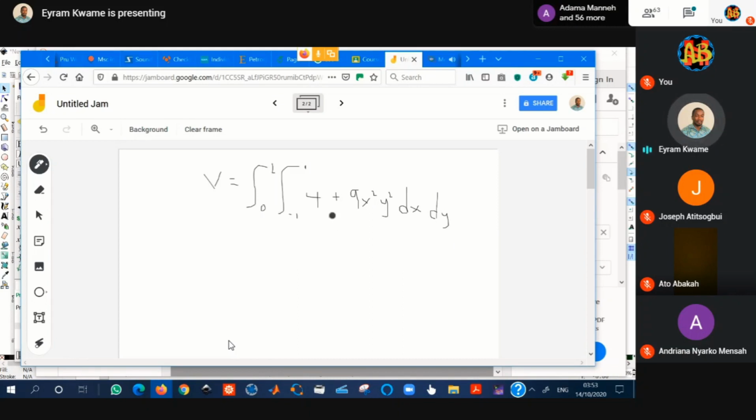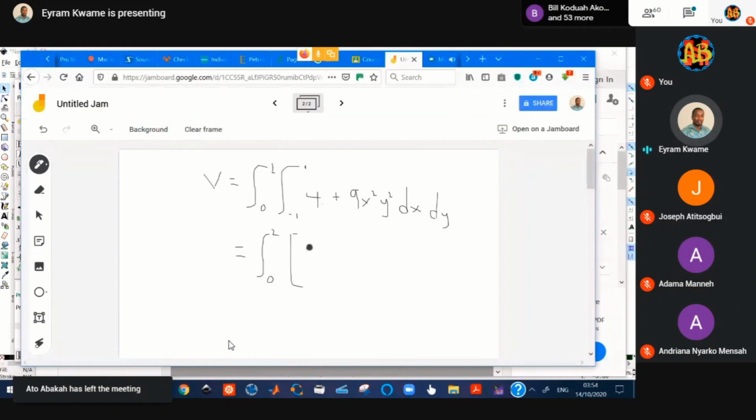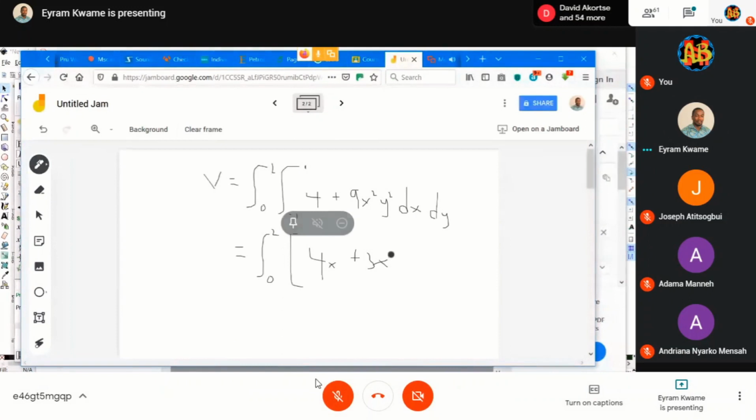If you integrate this, what do you have? This clearly tells me that I'll keep my integral 0 to 2 because I'm not touching the y yet. But now when I integrate this with x, I have what? 4x plus, if I integrate this with x, what do I have? It becomes what? 3x cubed, right? That's 3x cubed y squared. Thank you.